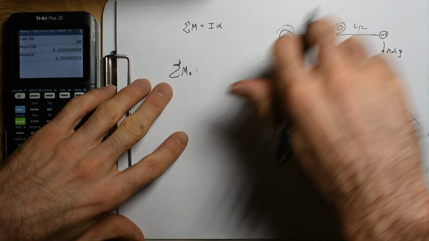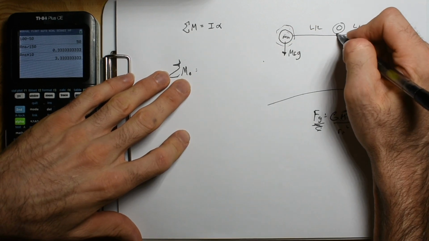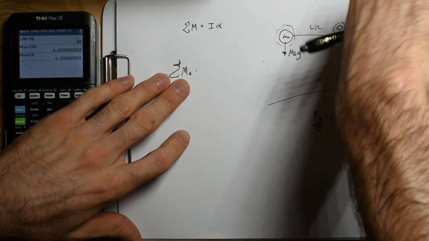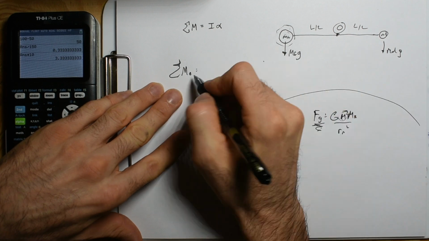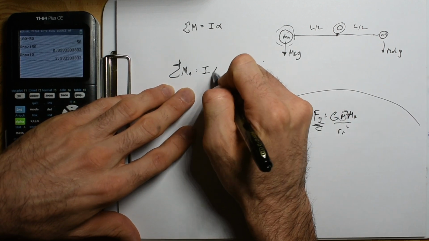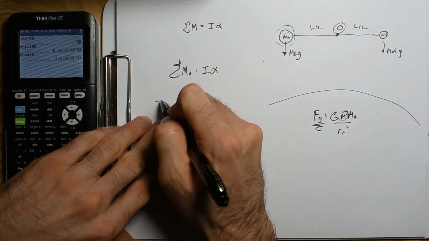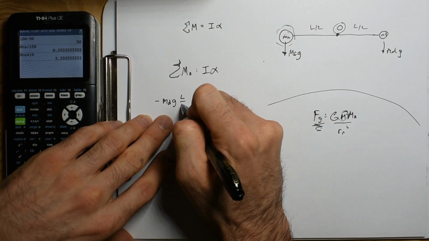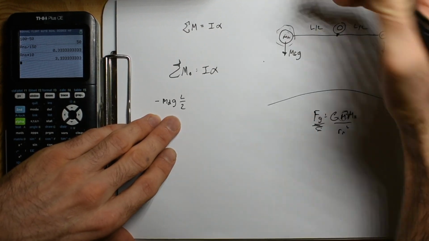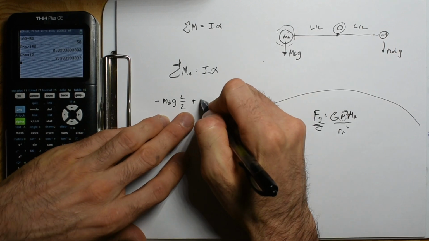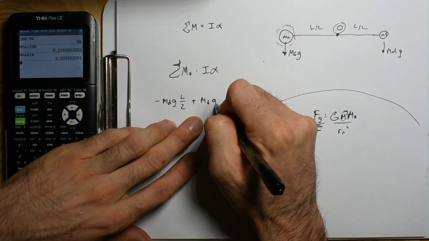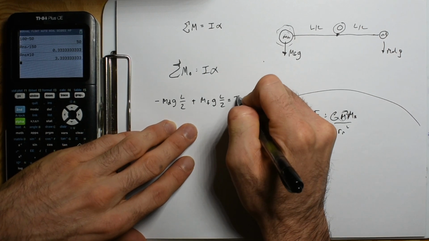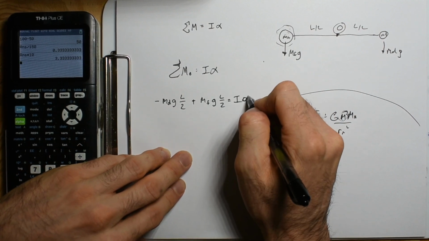Okay, so now we use some of the moments. We pin this, and then we say, hey, we have a downward moment, and this is equal to I alpha. So we have a downward moment, negative mass of the daughter g times L divided by 2. Now this one's going to be a positive moment, plus mass of the father g L divided by 2, is equal to I alpha.